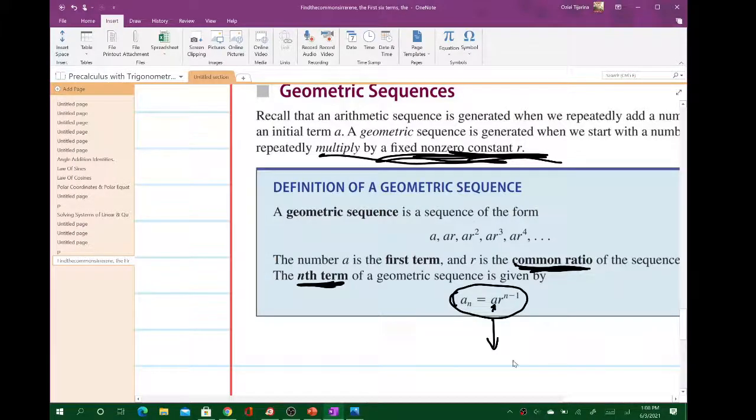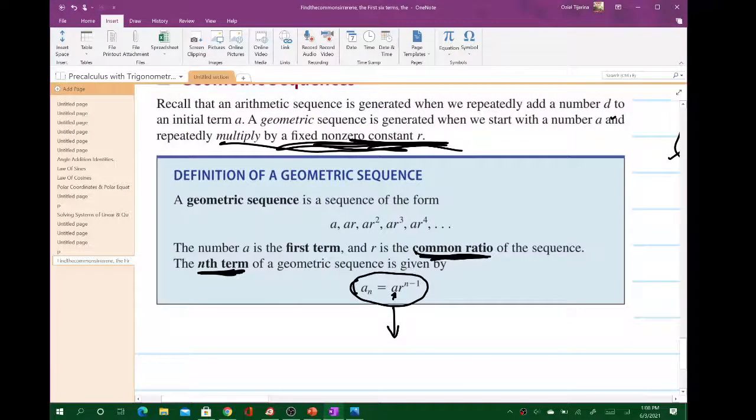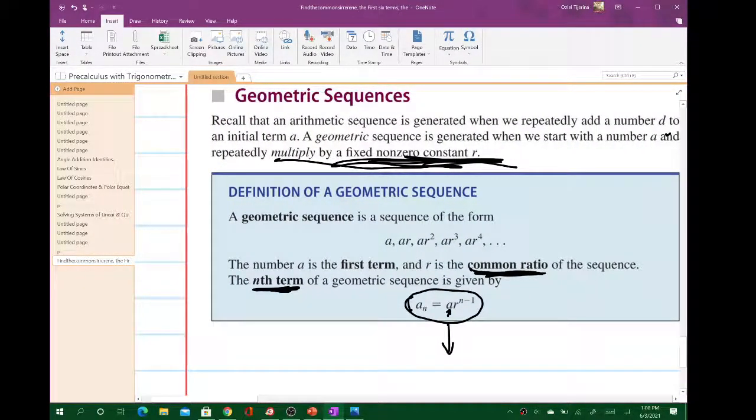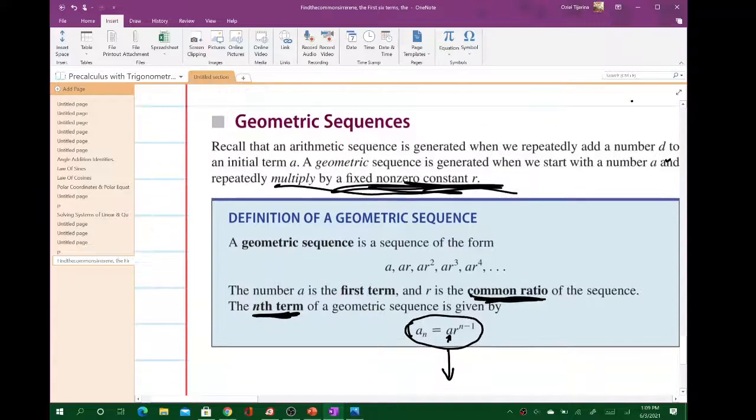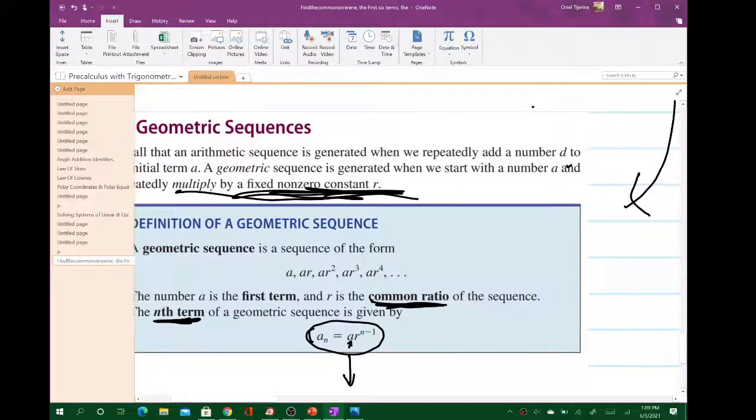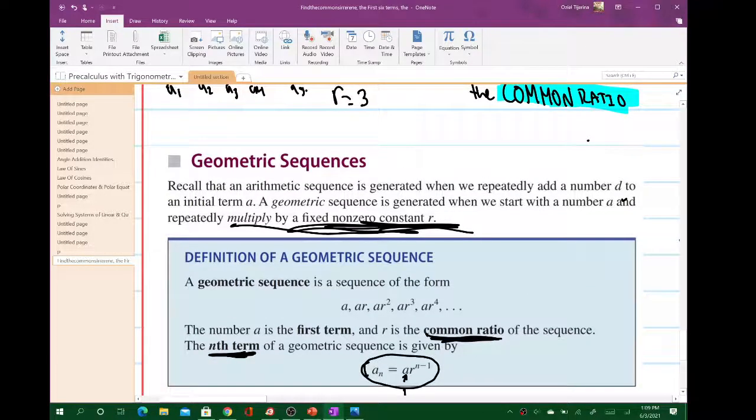So basically, what this is saying is, this is the definition of a geometric sequence, okay? It says that a geometric sequence is a sequence of the form, or actually, let's read this top part first, okay? It says, recall that an arithmetic sequence is generated when we repeatedly add a number d to the initial term a, right? That's when we did a sub 1 plus d times n minus 1 is equal to a sub n. That's what we know, right?